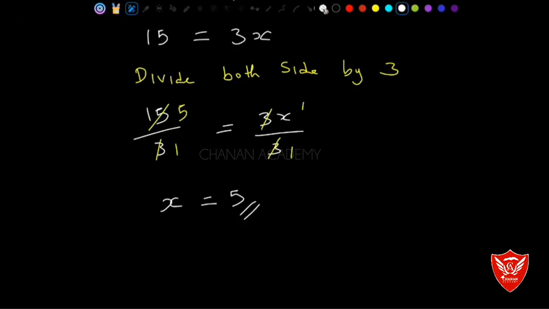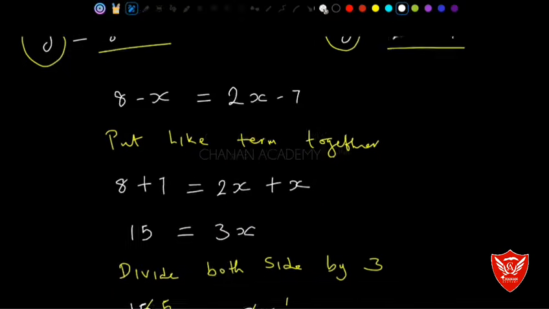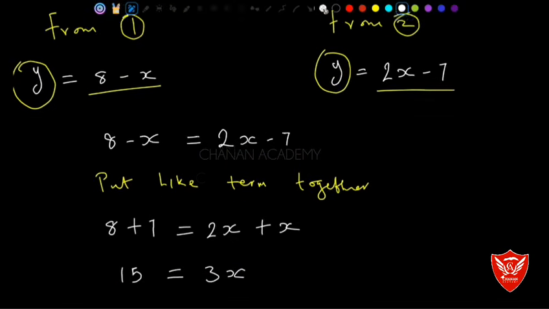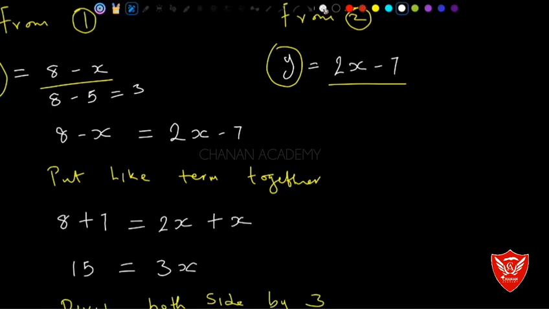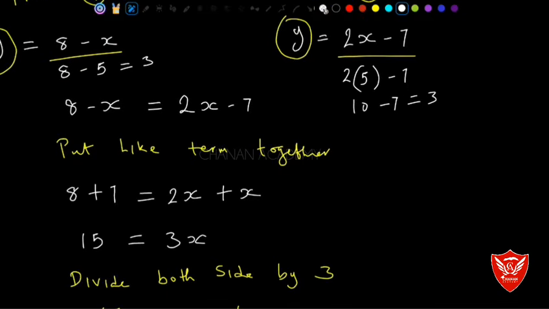Now don't forget, we still have to solve for y. Now let's go back up. Since our x is equal to 5, we are going to substitute x equal 5 in both equations. So we are going to have 8 minus 5, and this is going to give us 3. Okay, let's try the other equation. So we're going to have 2 times 5 minus 7. 2 multiplied by 5 is 10 minus 7, and this is also 3. So y is equal to 3 in both equations.